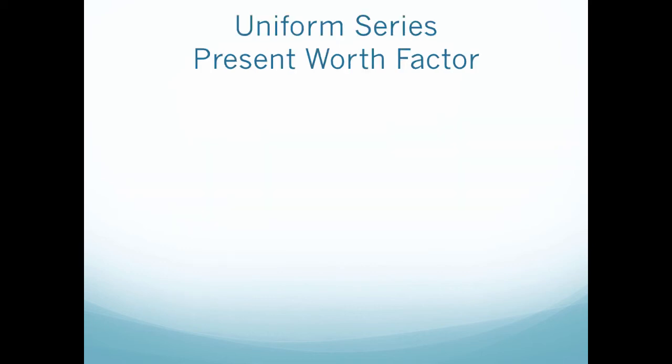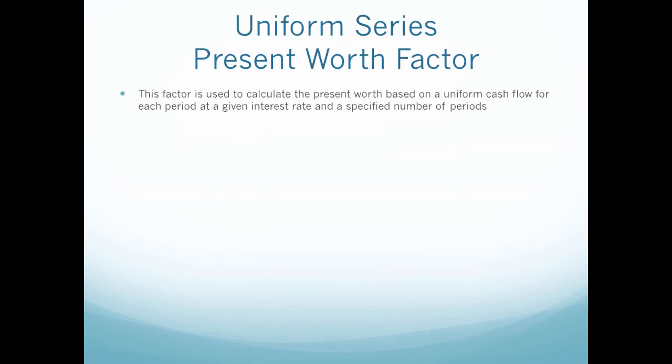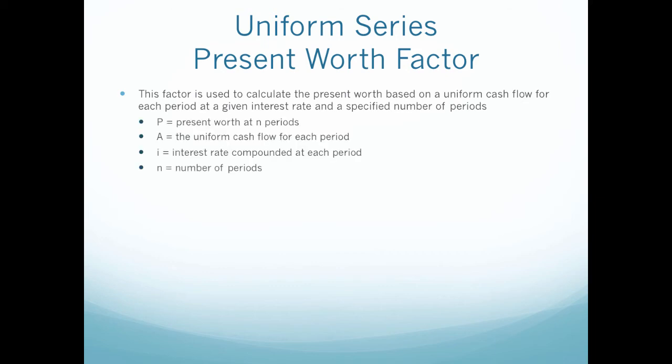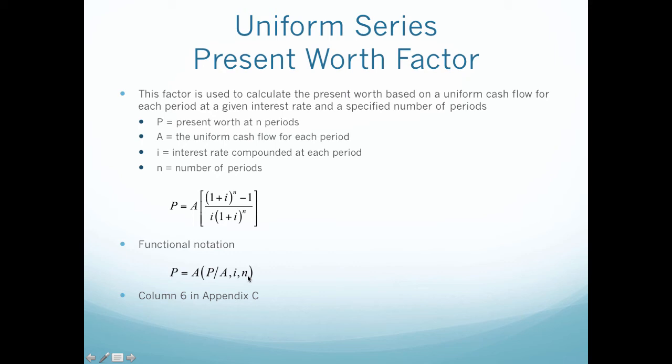So the next type of factor we have is one called a present worth factor. So you can probably guess what this one's going to be. But this is then used to calculate the present worth given a uniform cash flow. So once again, we have the same variables as before, and this is my formula. So it's just different a little bit. And then my functional notation would be this. I'm solving for P given a uniform value. So P given A, comma I, comma N. So this then is column 6 within your appendix.